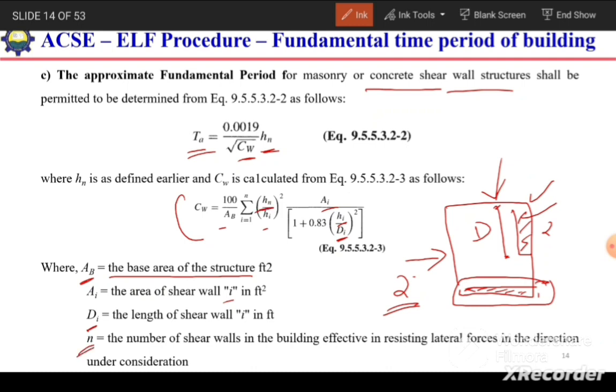And similarly Hn is as defined earlier the total height of the building, and Hi is the height of the ith shear wall. For example, if the height of this first shear wall is up to 2 stories out of the 3 stories, so we can consider this Hi equal to the height of the 2 stories. For example, if the height of 1 story is 10 feet, its height will be 20 feet.